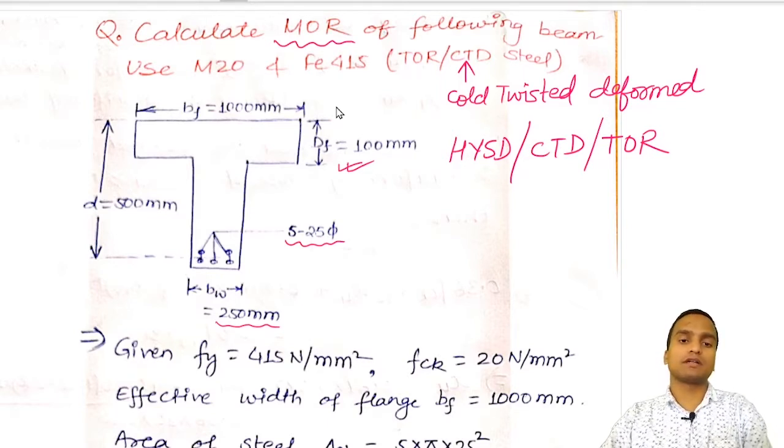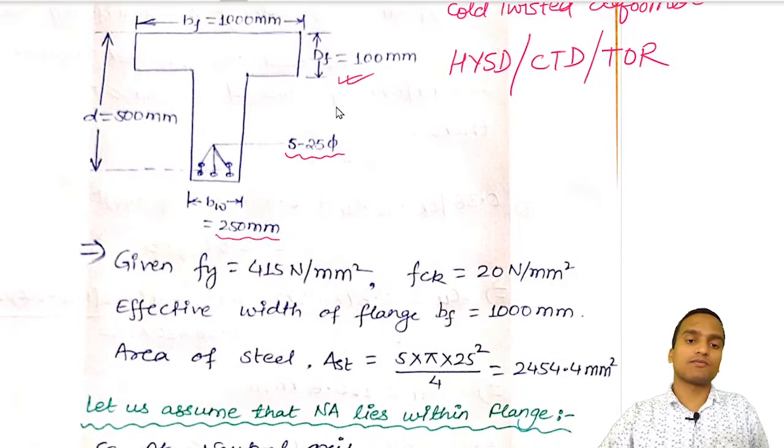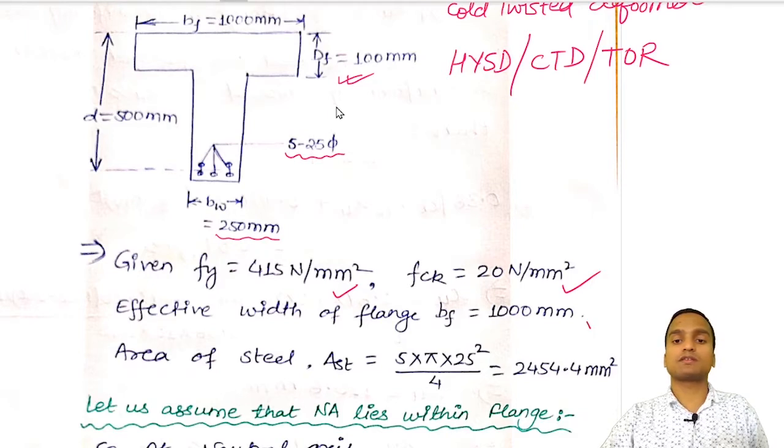So we have all the data written here, and in this case we have taken fy equal to 415 Newton per mm square, and the value of fck equal to 20 Newton per mm square, and the effective width of flange is 1000 mm. We have already mentioned that we are not going to calculate the effective width of flange separately, because if it had been required, then we would have had to calculate the width of flange first, and we have discussed how to do this. But here it has already been provided, so we can move forward.